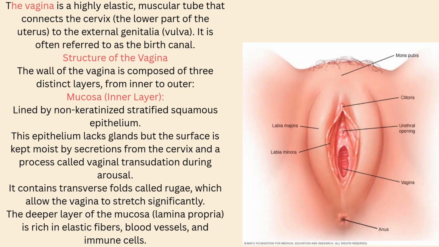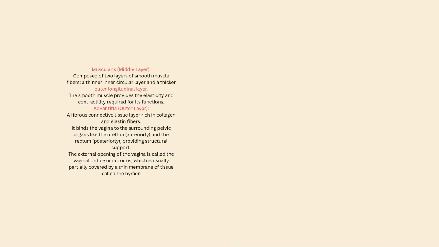The vagina. It is a highly elastic muscular tube. It is a tubular female copulatory organ, 7 to 9 centimeters in length. It lies between the cervix and the vestibule. The vaginal wall has an inner mucosal lining, a middle muscular layer, and an outer adventitia layer.